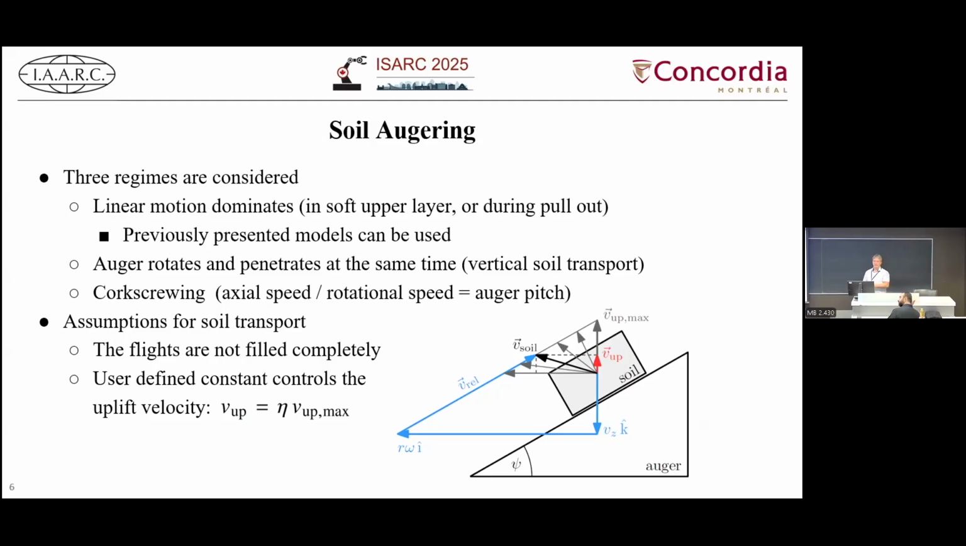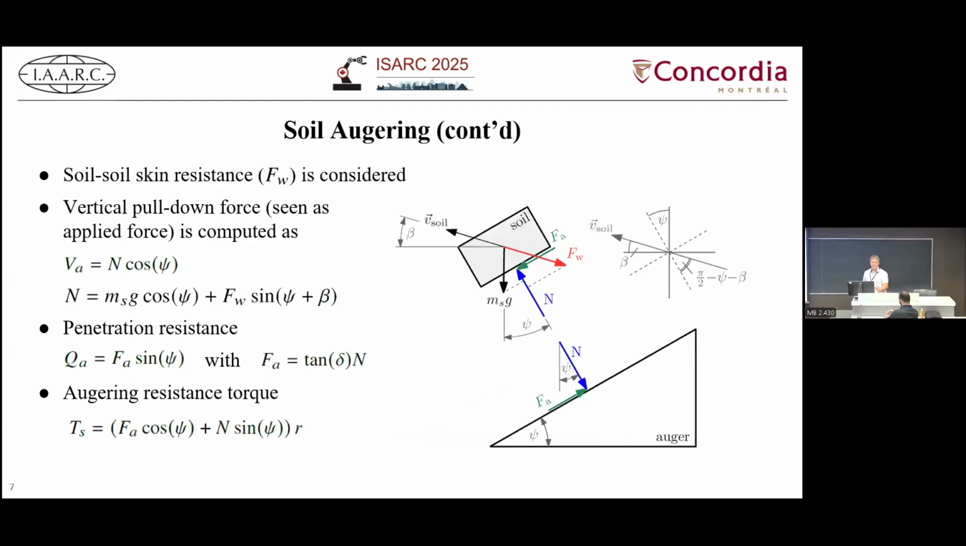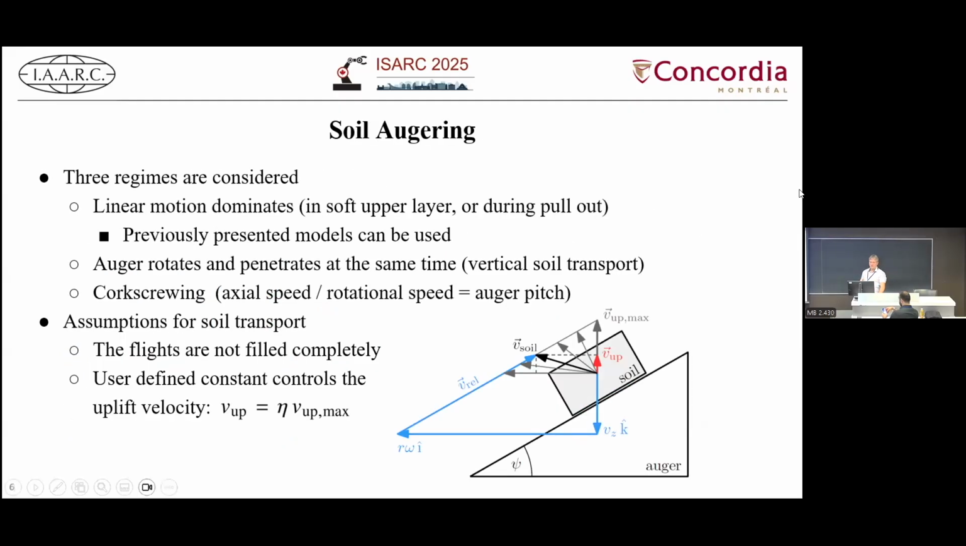And the corkscrewing is just a dangerous operating regime, which we also simulate, but it's not covered by the model which I'm presenting right now. Here, the main assumption is that the flights are not filled completely with soil, and for this, we also introduce a user-defined parameter which is basically defining what's the uplift velocity of the soil.